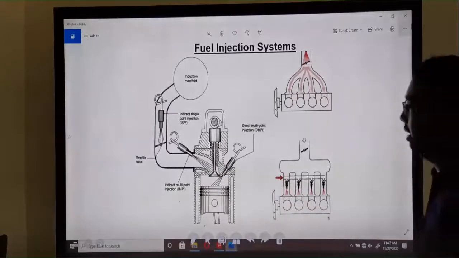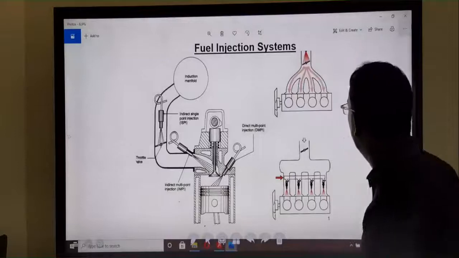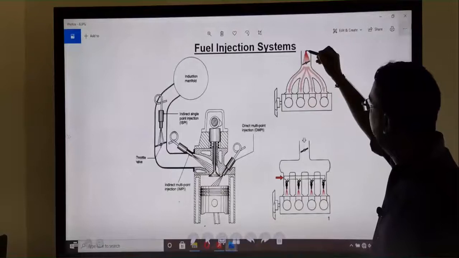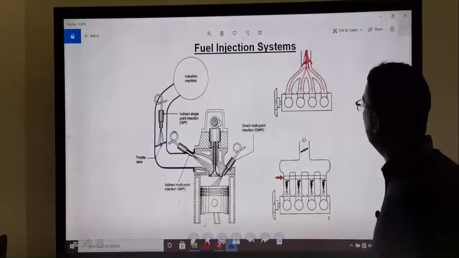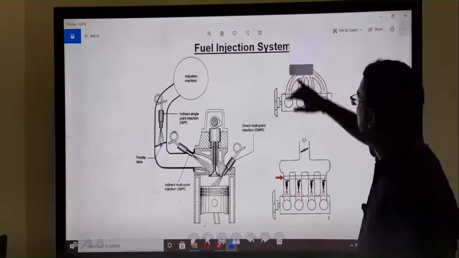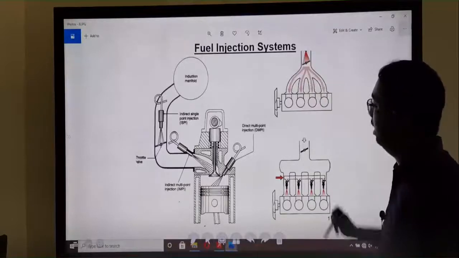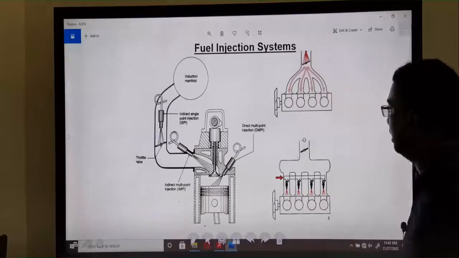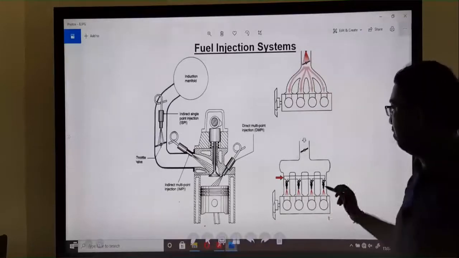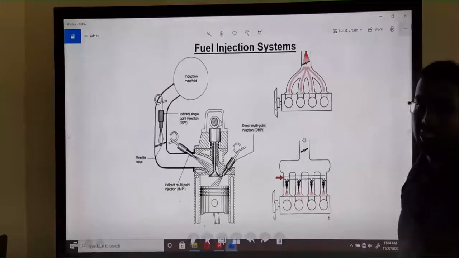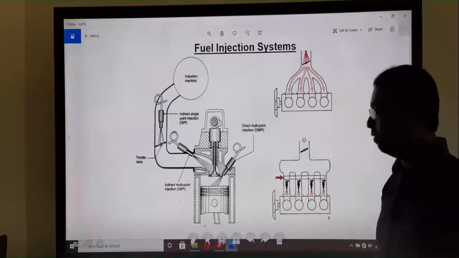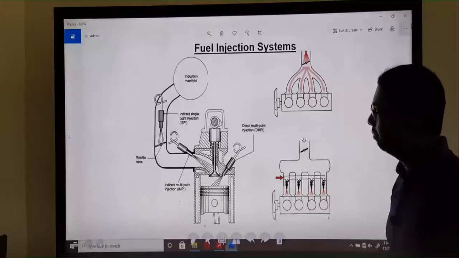The other one: here there is a 4-cylinder. This injects in the manifold here. There is a single injector used here for this 4-cylinder, so this type of injection is called single point injection. But here there are 4 separate injectors used for the 4 cylinders. So this is called multi-point injection or multi-port fuel injection.